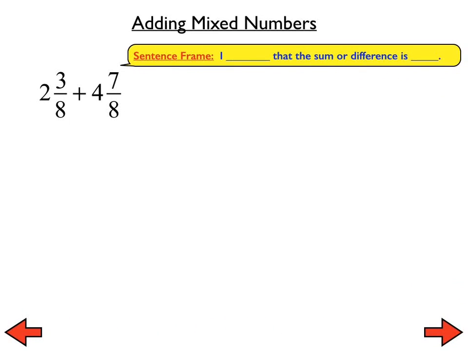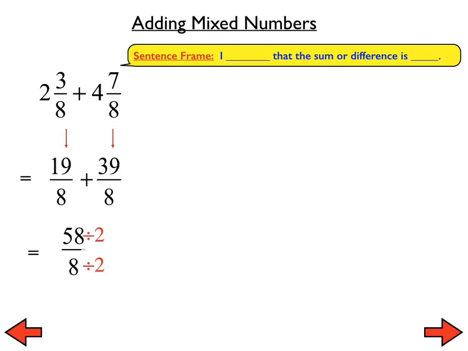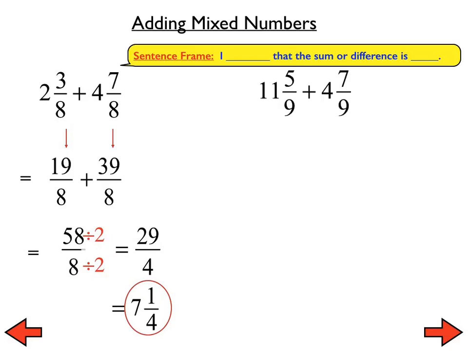All right. Mixed numbers, which is on the back of your paper. If I have mixed numbers, the first thing you need to do is make them both improper. So this would be 2 times 8 plus 3 is 19 over 8. 4 times 8 plus 7, this would be 39 over 8. 19 plus 39 all over 8 would be 58 over 8, which reduces down and simplifies to 7 and 1/4. This is my example. Here's another example.